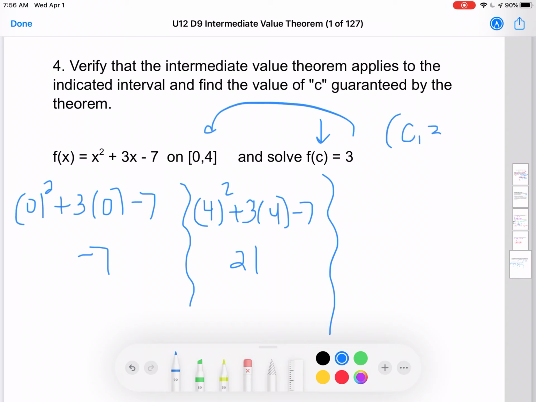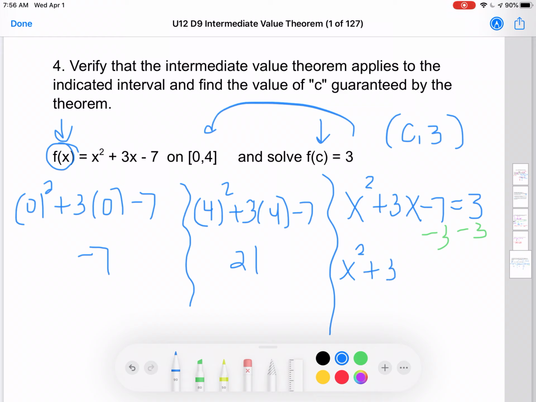This is c comma 3. So I'll plug in 3 for y. So basically I'm just setting this equal to 3. You could have put the 3 in right here, but we usually like to make it equal on the right-hand side. Subtract 3, subtract 3. I now have x squared plus 3x minus 10 equals 0. We'll factor. X plus 5, x minus 2.